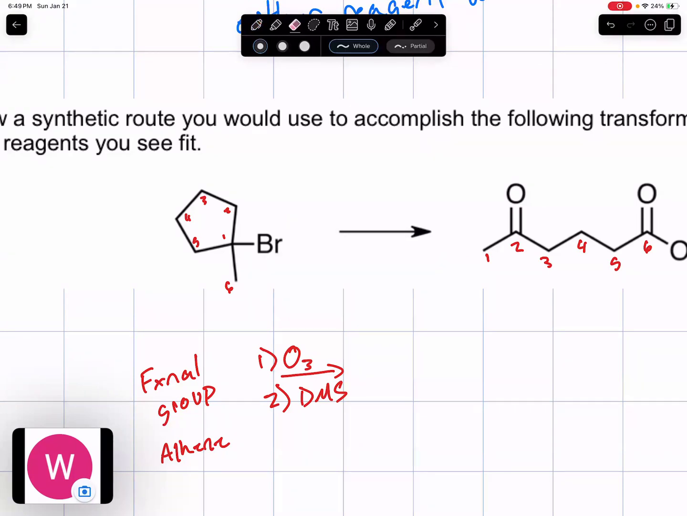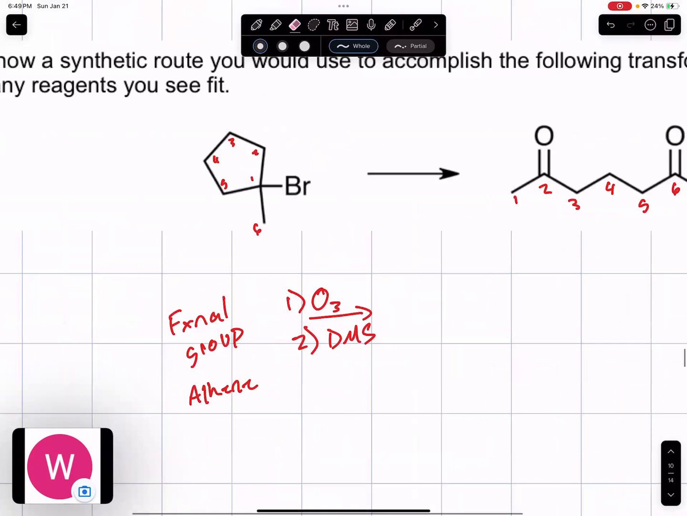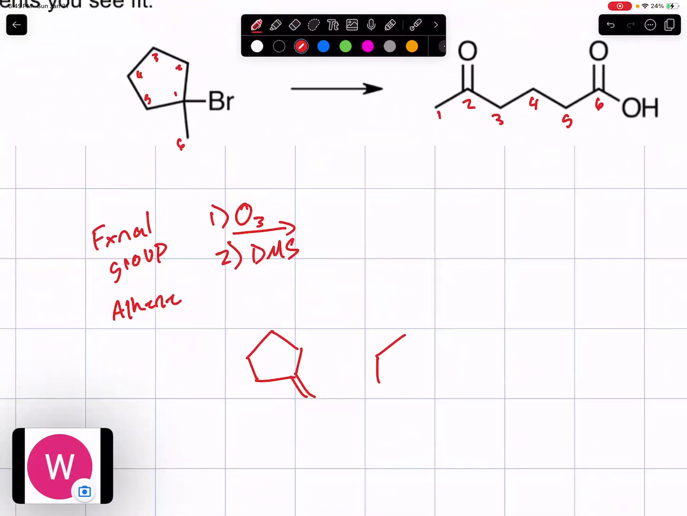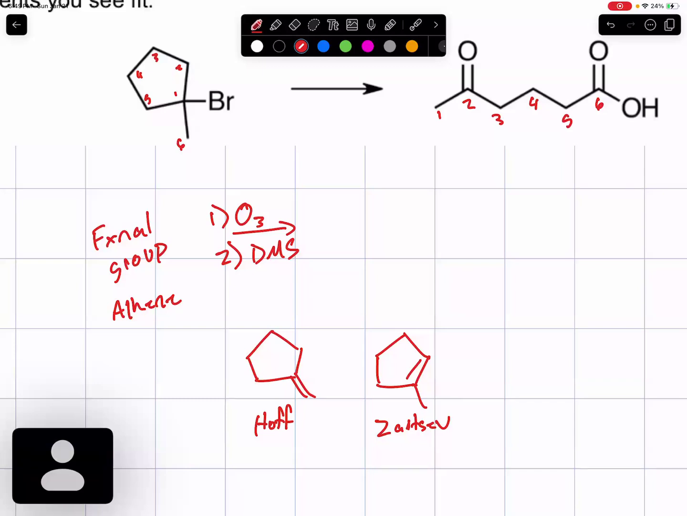We make an alkene from an alkyl halide using what? Or I should say, what kind of alkene do we need? Do we need this alkene? Or do we need this alkene? Do we need the Hofmann alkene? Or do we need the Zaitsev alkene? Is it the Zaitsev? Yes, we do.